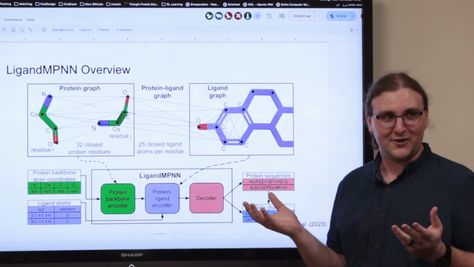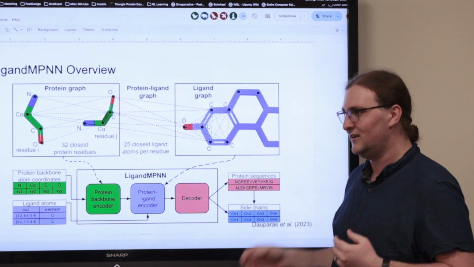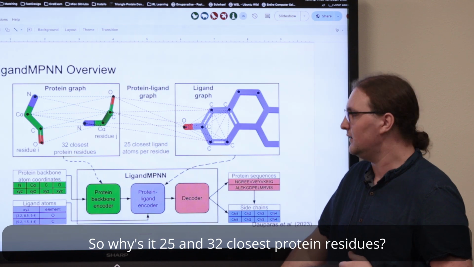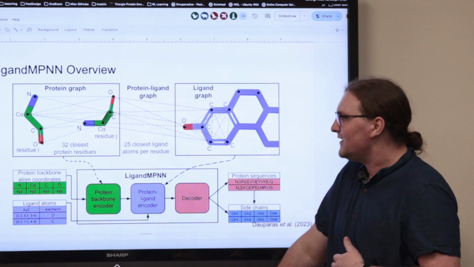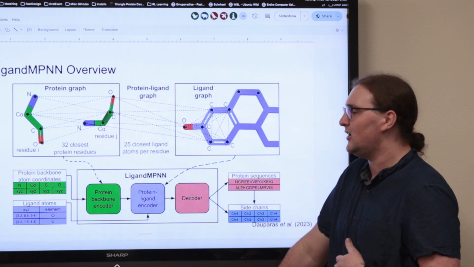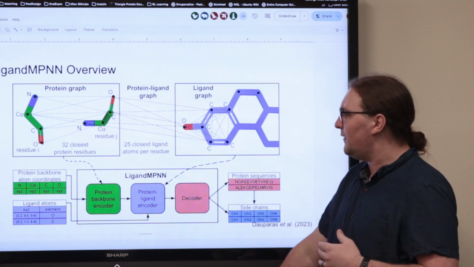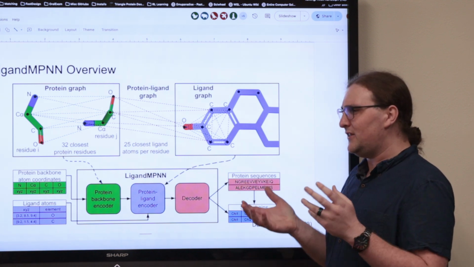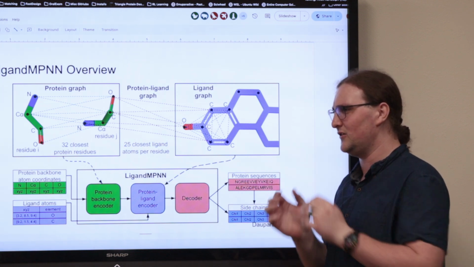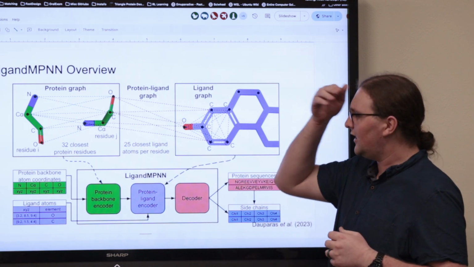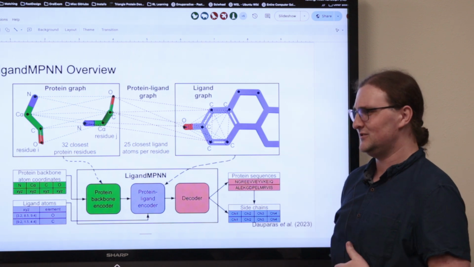Okay, questions about the input representation? Why is it 25 and 32 close in protein residue? I don't think there's a specific reason. They kind of had to arbitrarily choose a number. However, if you think about it, it kind of makes sense. This is a nice sphere around a residue. But I don't know if they had a direct reason.